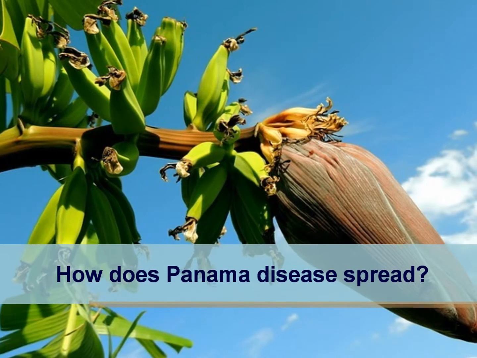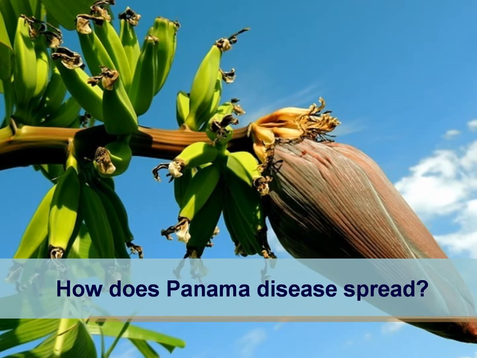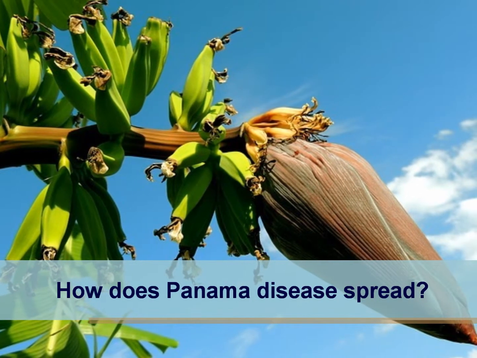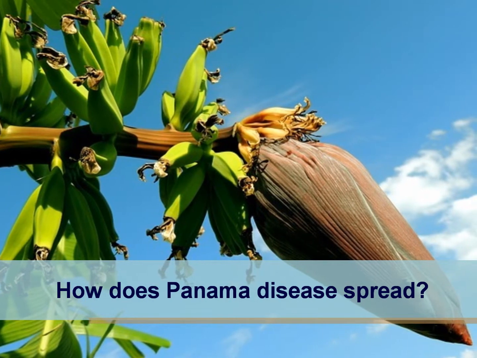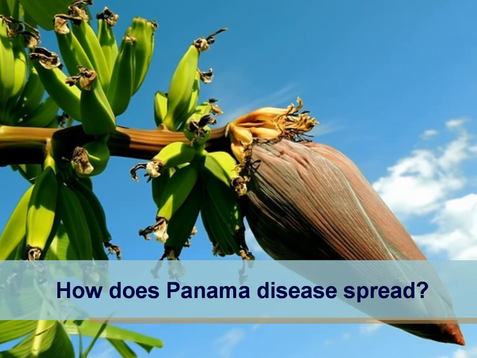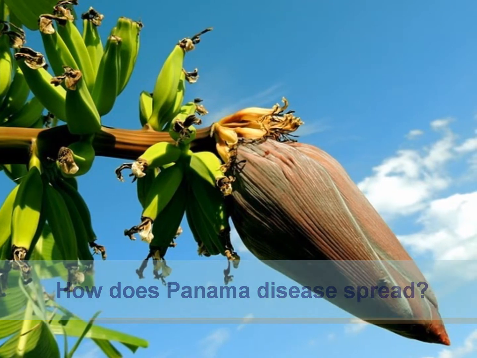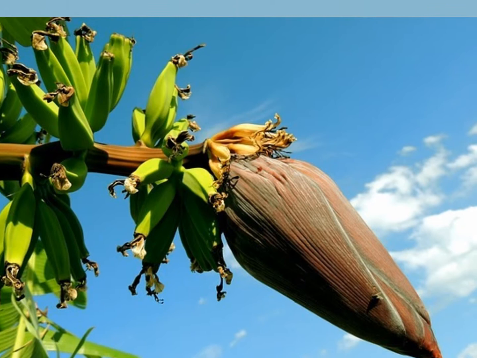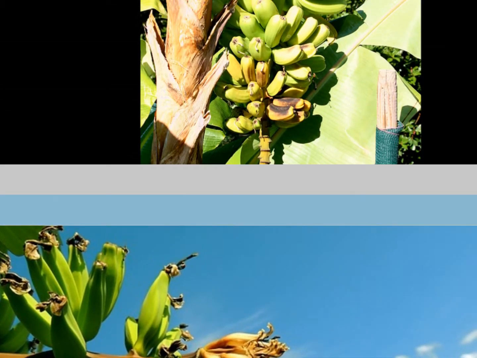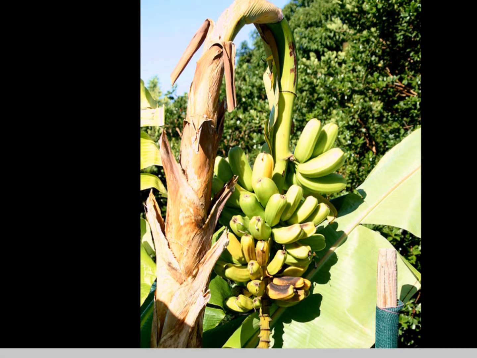How does Panama disease spread? Panama disease is caused by the fungus Fusarium oxysporum. Different strains of the fungus impact different types of bananas, but tropical race 4, also known as TR4, has been found to target the Cavendish bananas along with cooking bananas and other cultivars.